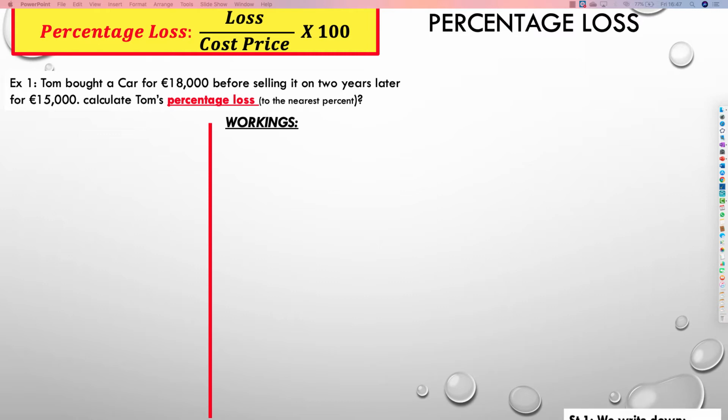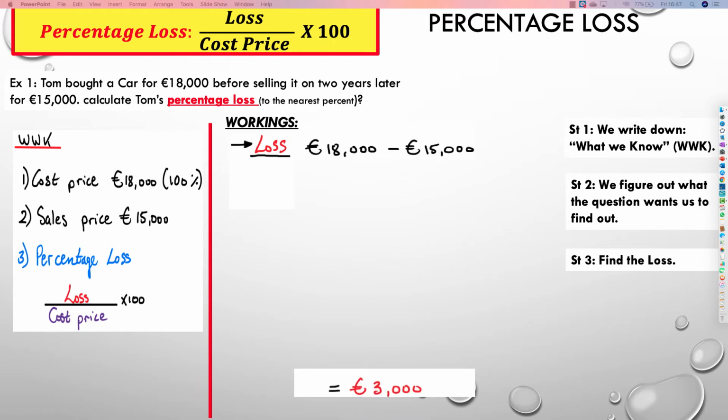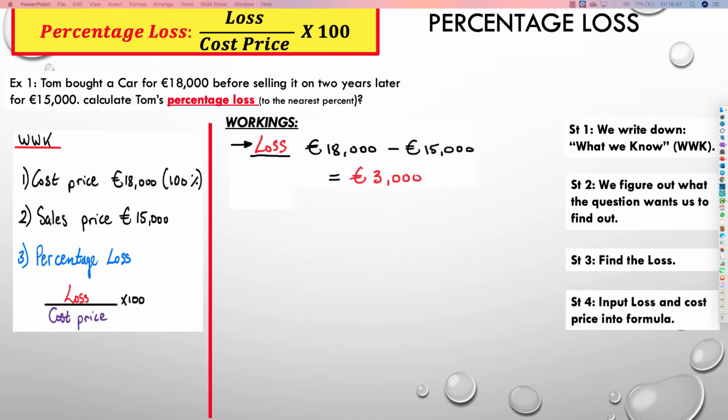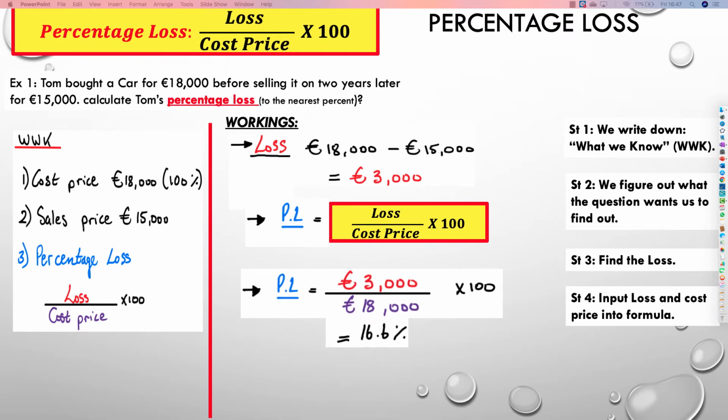Let's look at it. So, first things first, we have to figure out how much they lost. So they lost 18,000 minus 15,000, which is 3,000, over the cost price, which is 18,000, which gives you 16.6%.